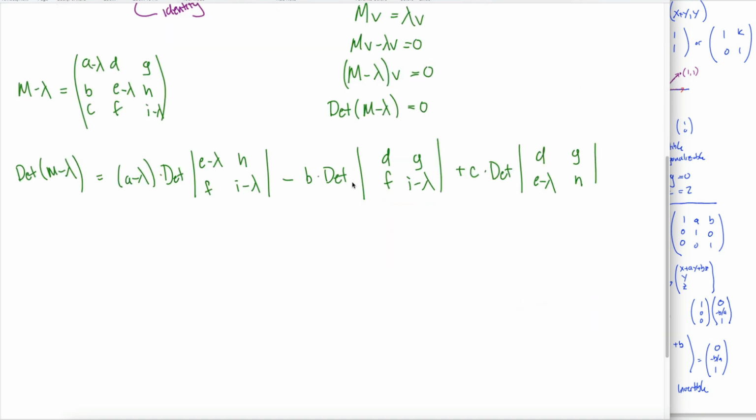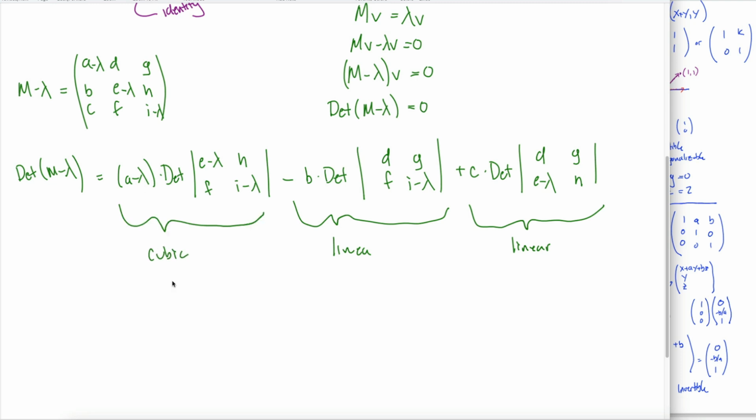But if you think about how you calculate the determinant of a 2 by 2 matrix, it's this product minus this product. So this is clearly going to be a first degree polynomial. It's going to be linear, and when I multiply it by negative B, it's still linear. Similarly, this will be a first degree polynomial, but this one over here will be third degree because this product is quadratic, and I'm subtracting a constant from a quadratic, it's still quadratic. And when I multiply that by a linear factor, I get something that's cubic. A cubic polynomial minus a linear polynomial plus another linear polynomial is going to be a cubic polynomial.